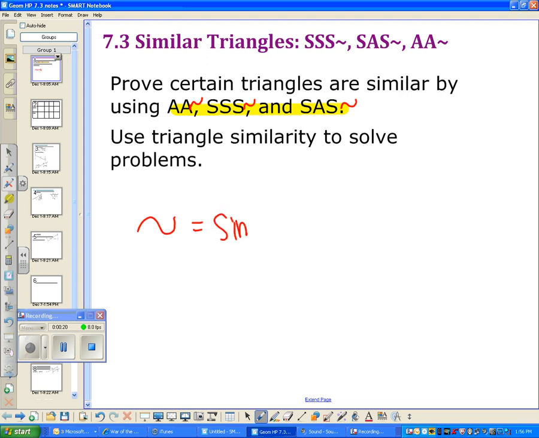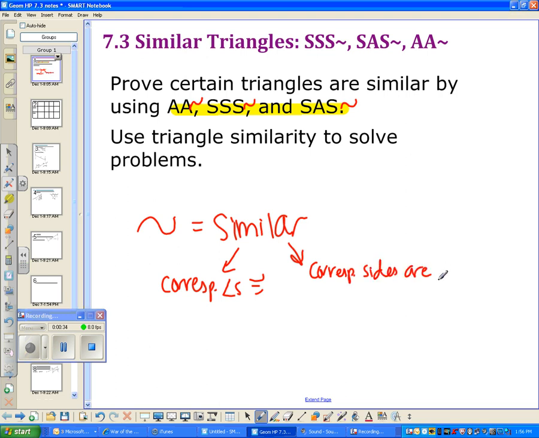And remember, we learned already that similar means that their corresponding angles are congruent to each other and that their corresponding sides are proportional. Okay, great. So we're going to talk specifically about similar triangles today and these 3 shortcuts. And then we're also going to use triangle similarity to solve problems.